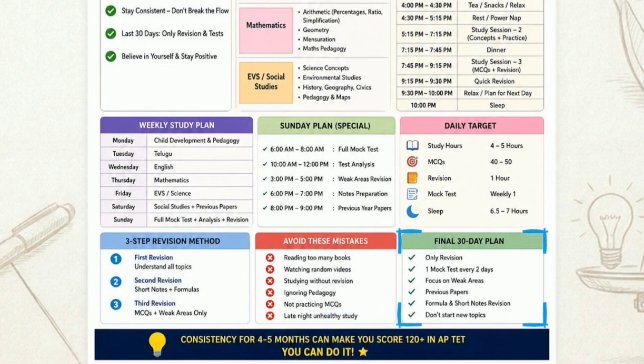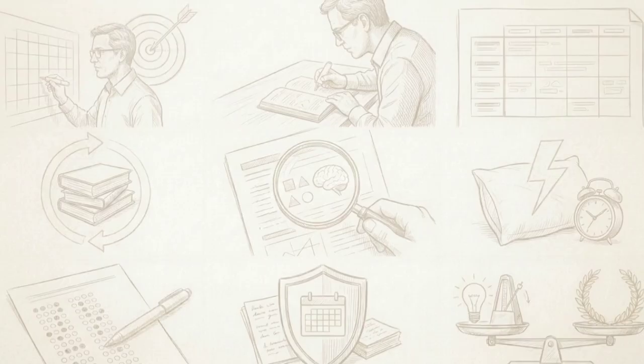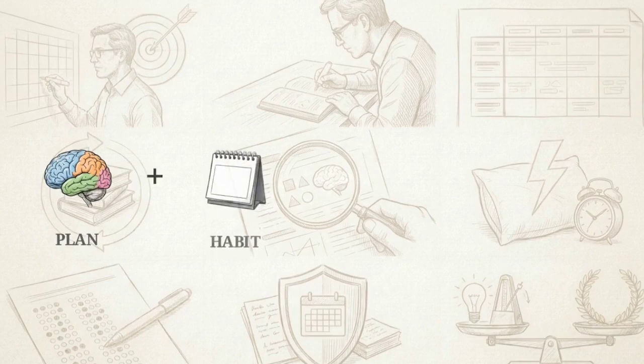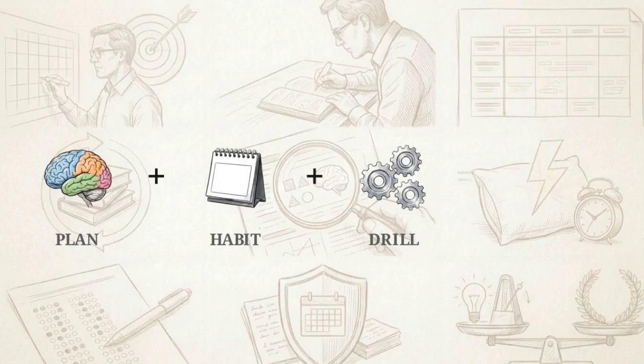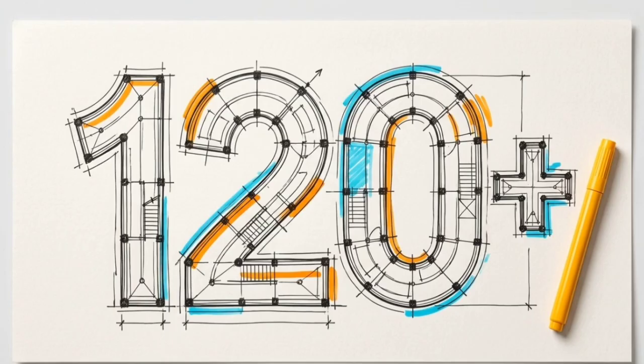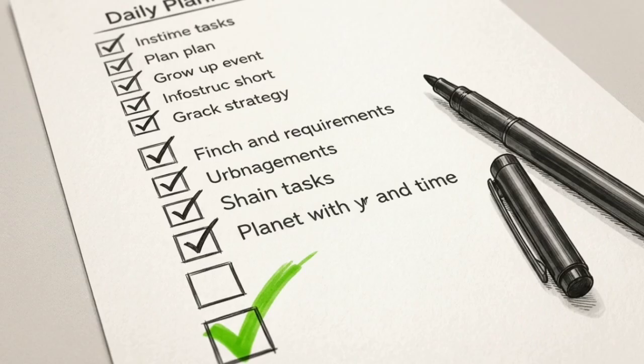Instead, you execute the final 30-day plan. You rely strictly on your short notes and previous year's papers, and you run 1 full mock test every 2 days to keep your timing razor sharp. It all boils down to this specific equation. You combine a targeted SMART strategy, absolute consistency in your daily routine, and strict multi-stage revision. When you follow this analytical blueprint, hitting that 120+ mark is no longer left to chance. It becomes a simple matter of daily discipline.